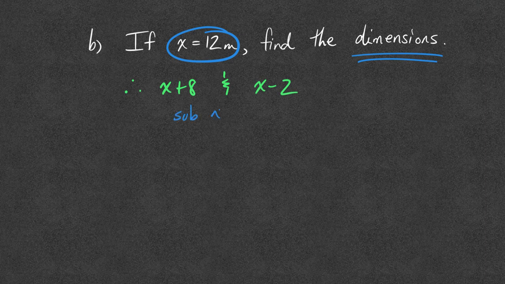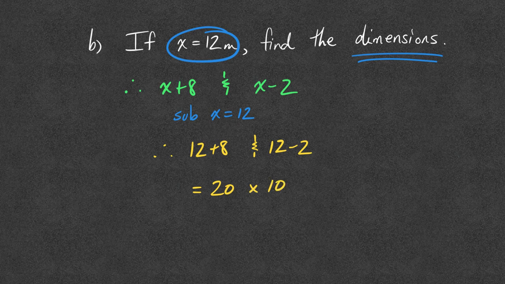Well, I could sub in an x value of 12. And therefore, my actual dimensions become 12 plus 8 and 12 minus 2. So we clean it up. That gives us a 20 by 10. The only thing missing in that problem now is make sure we put on our units. Units matter. 20 meters is very different than 20 kilometers. So let's make sure that we put on our units and you are good.